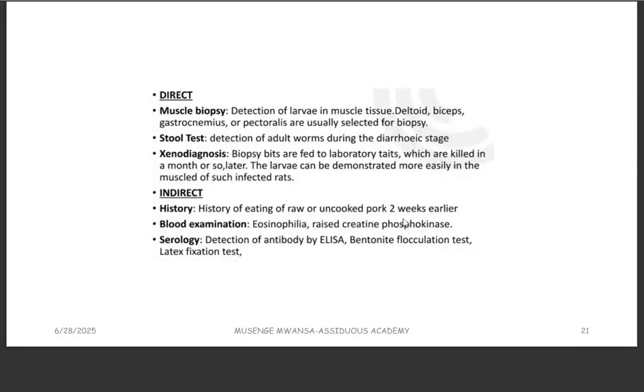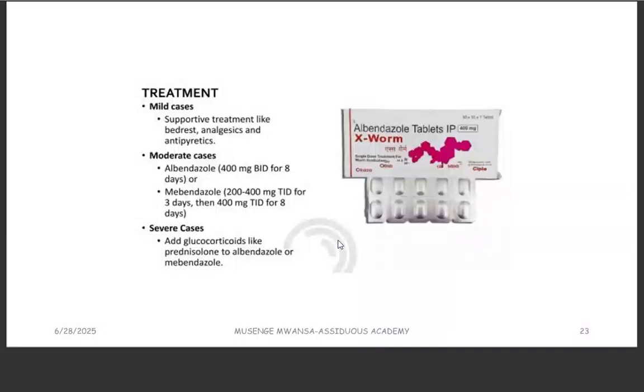So this one is just explaining each one of the methods. For the treatment, if the cases are mild, you just do supportive treatment like bed rest.